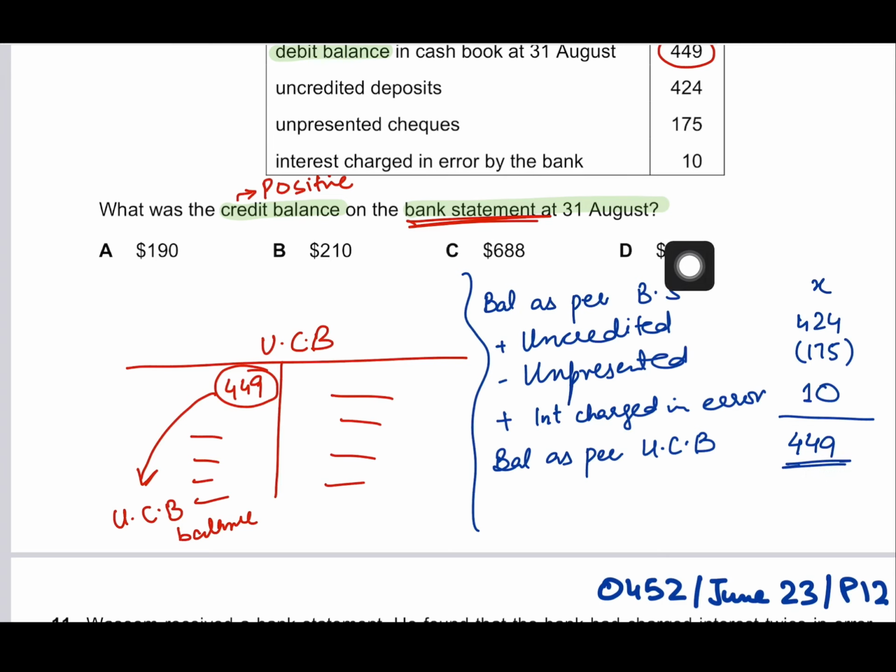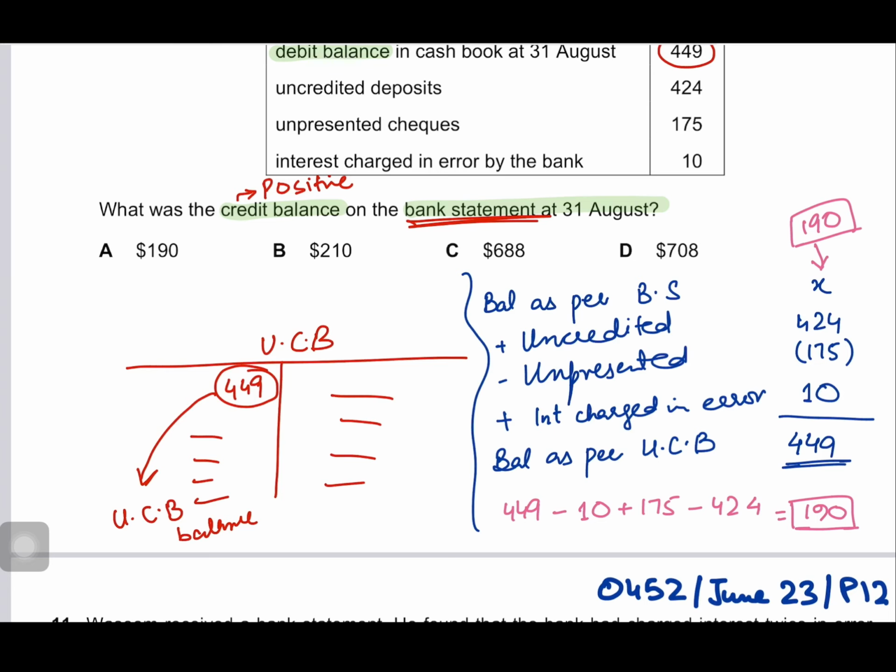Now if you are calculating the answer in this manner, since the bank statement balance is unknown, we have to work backwards in order to find the answer. This means 449 minus $10 plus 175 minus 424. The answer would be $190. That is my balance as per bank statement, and it is a positive answer. So yes, that was required, a credit balance. Option A will be correct. Now the errors could be of any type. It will depend upon the error whether it needs to be added or subtracted from the balance.